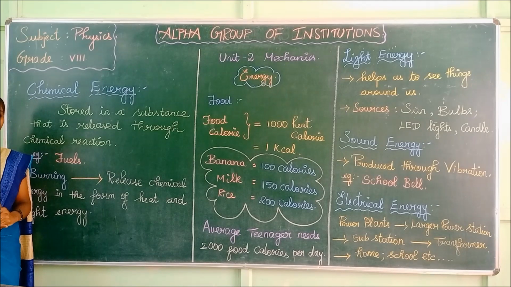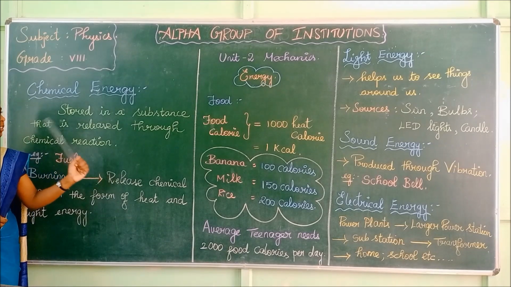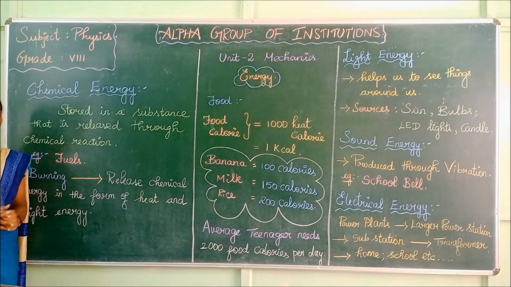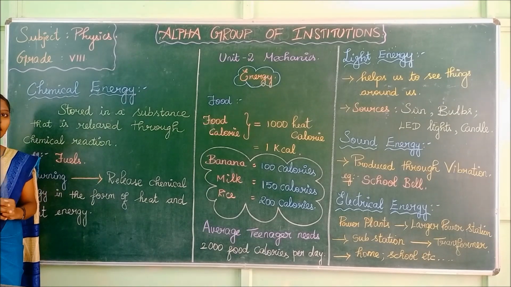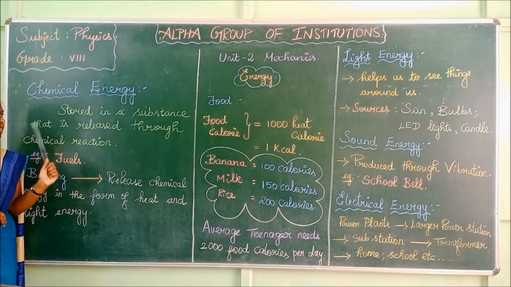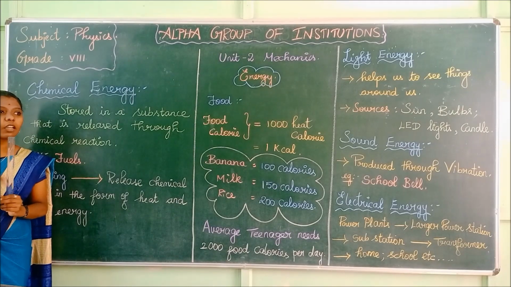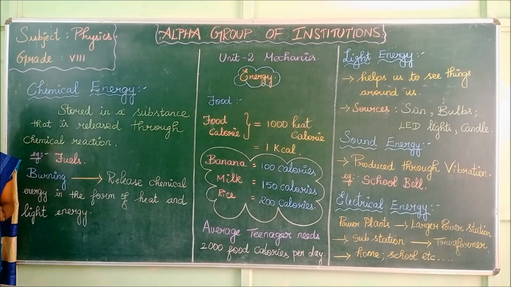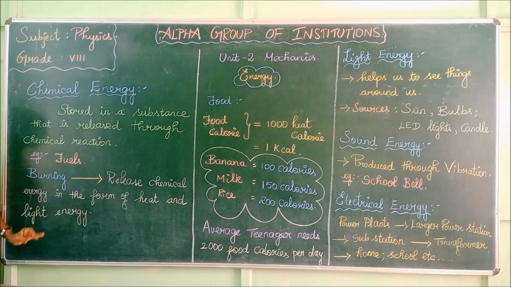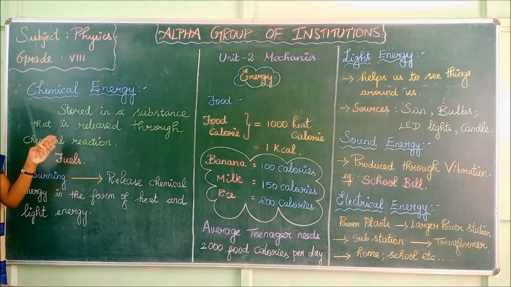What is chemical energy? Chemical energy is the energy stored in a substance that is released through a chemical reaction. For example, if you are burning crackers, the crackers consist of some chemicals. If you burn the crackers, what will happen? It will release energy in the form of heat and light. The chemicals present in the crackers are converted into light and heat energy. So burning of crackers is an example of chemical energy.